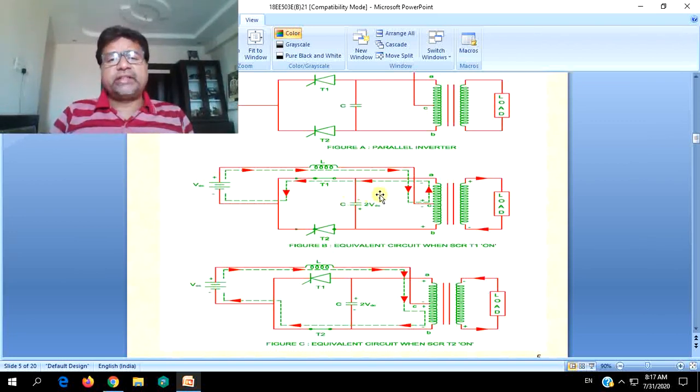And this is the main thing which drives the circuit actually. And now consider that the load is connected to the secondary, it may be resistive or inductive. Consider the simple case of resistive.